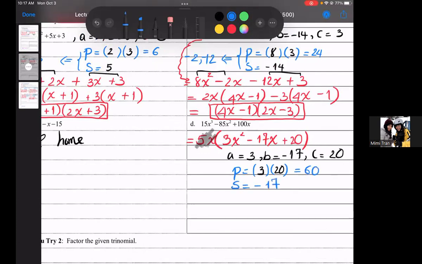What are the two numbers? 5 and what do you say? Negative 5 and 12. Thank you. Negative 5 and negative 12.